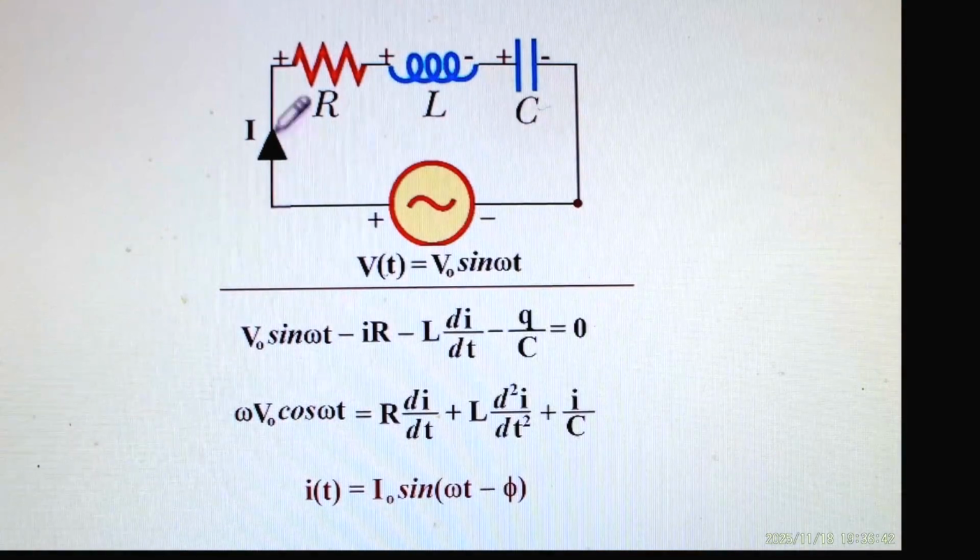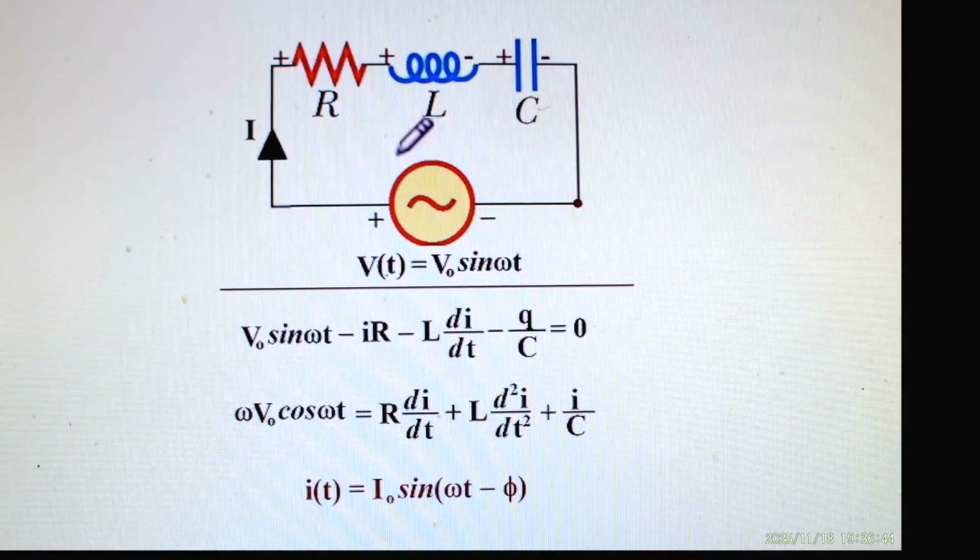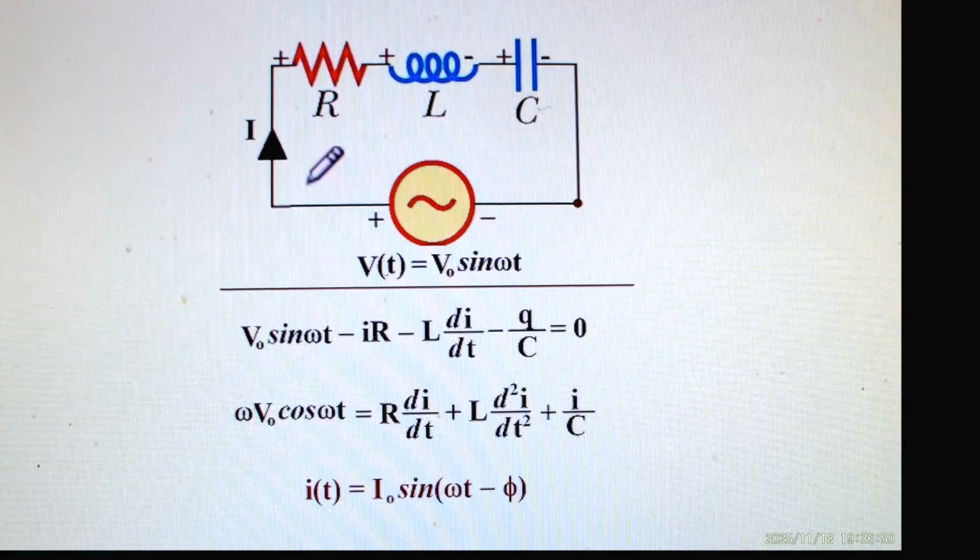We want to find the current in the circuit. We assume at one moment of time, the left side of the source is positive. Because of that, current is clockwise. We're going to do a Kirchhoff's loop starting from this point.